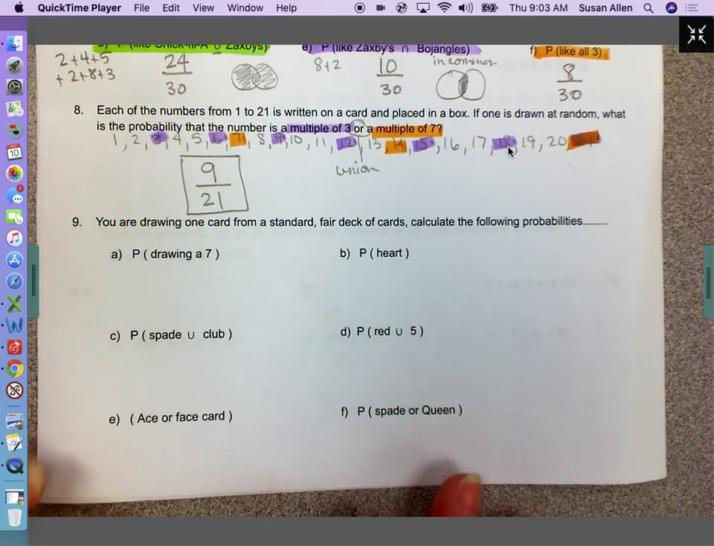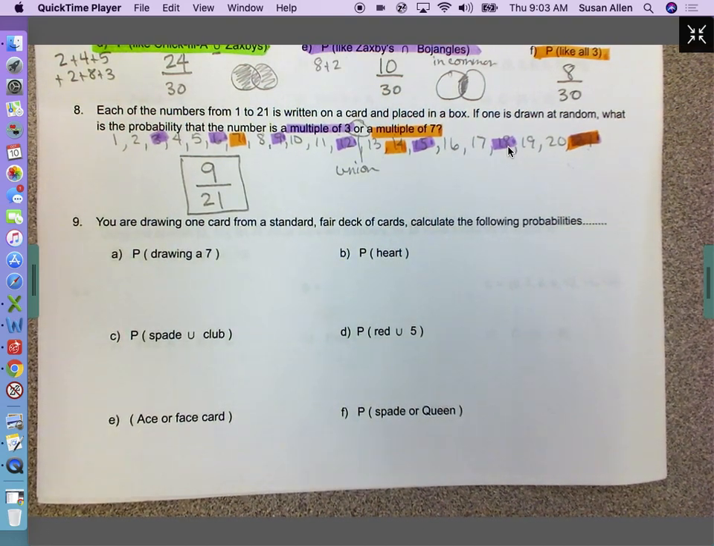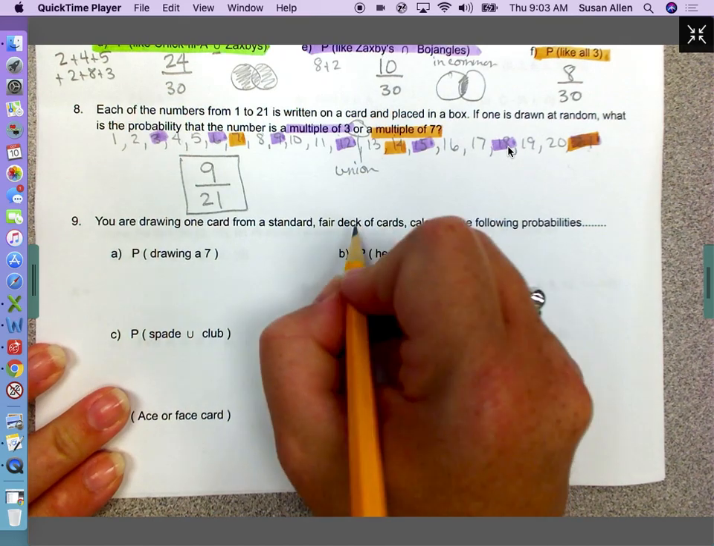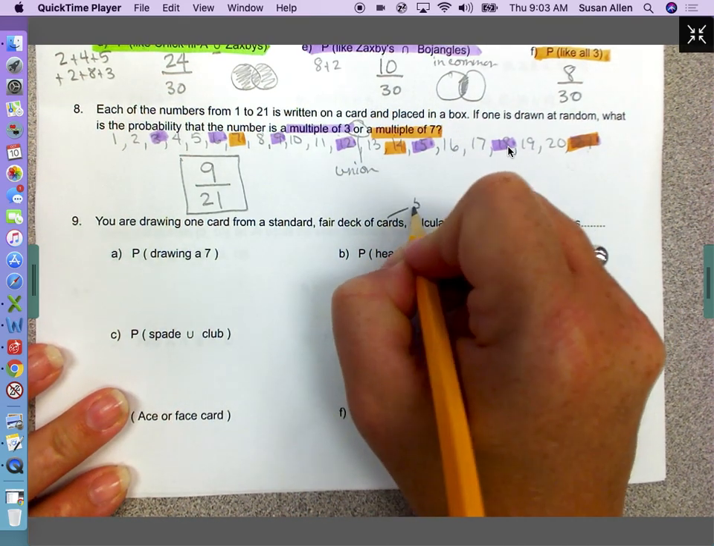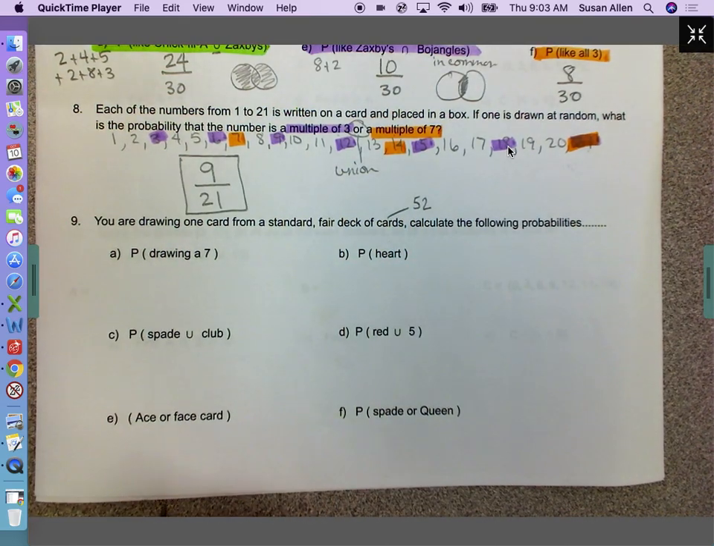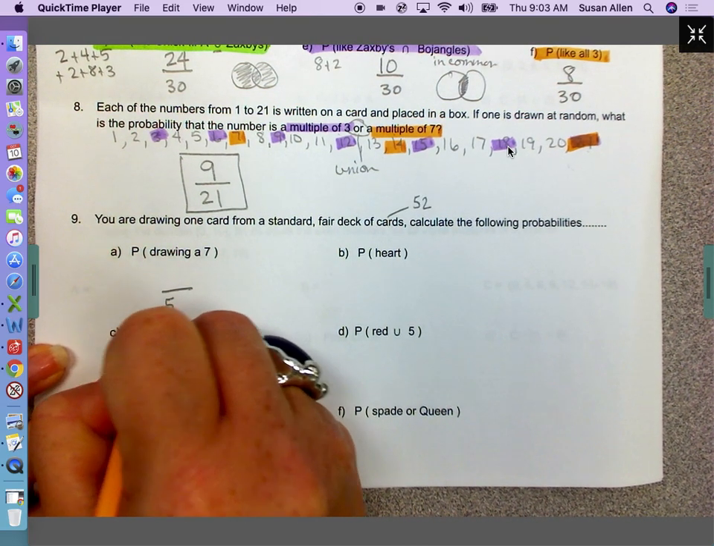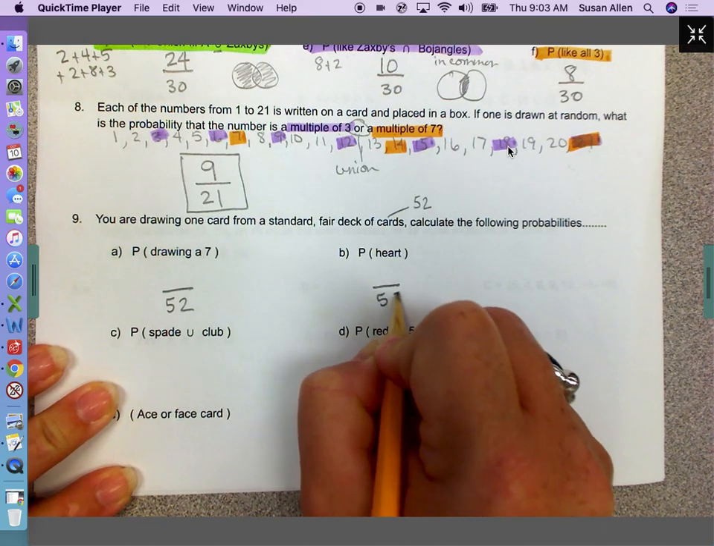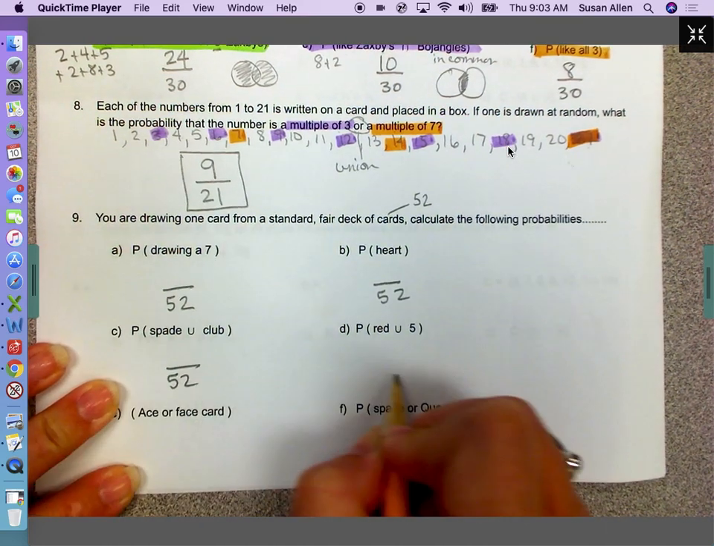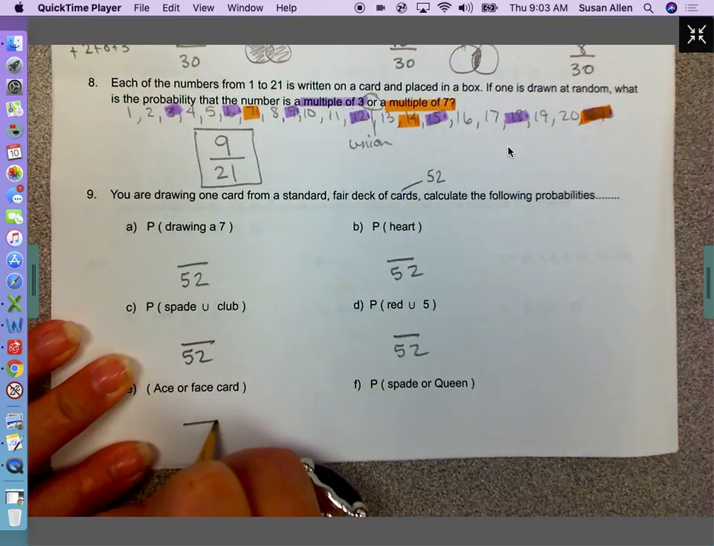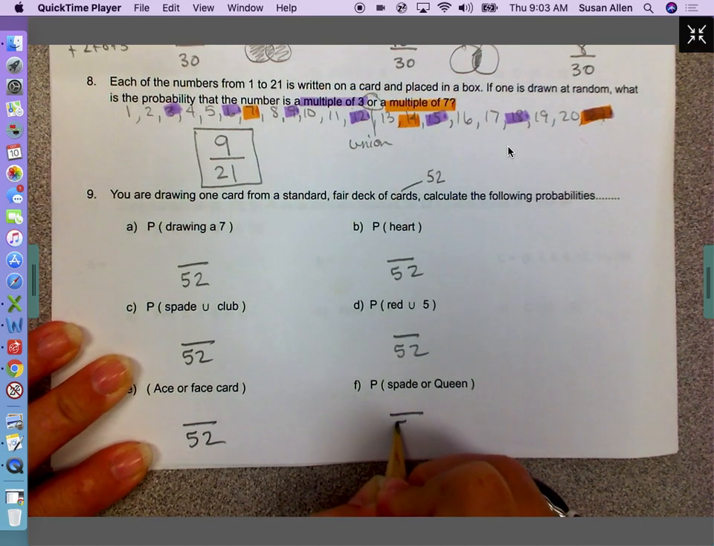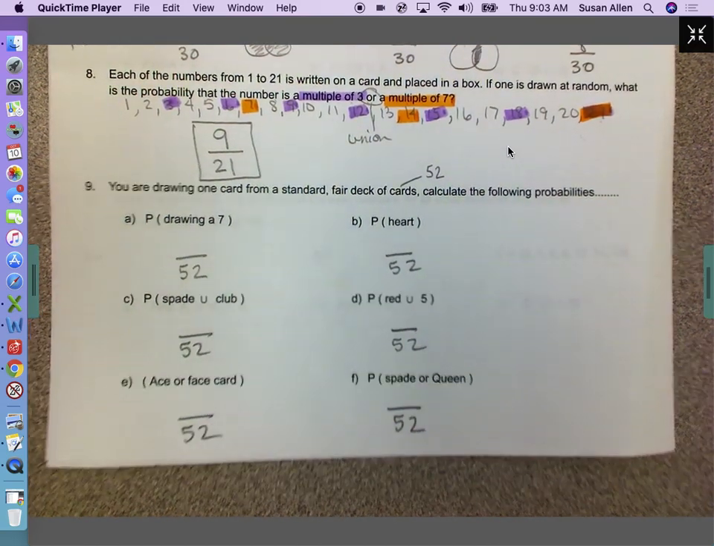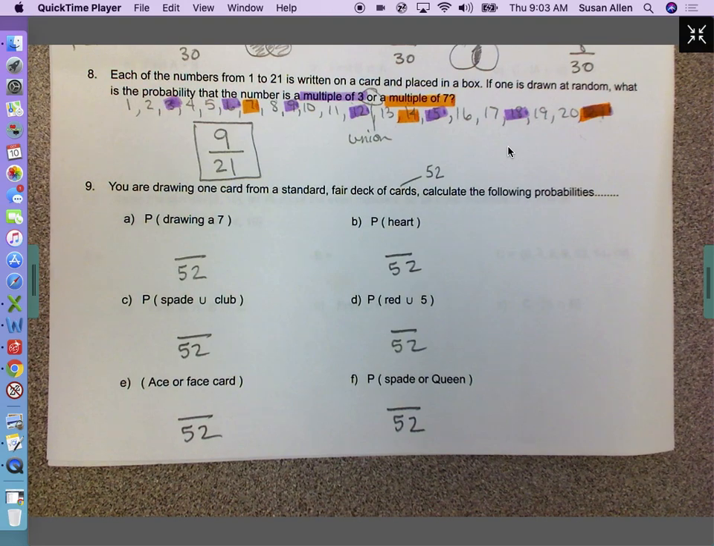Next, it says if you are drawing one card from a standard fair deck of cards, calculate the following probabilities. So we have to remember everything about a deck of cards. We need to know that there are 52 cards total. So if we know that, and I'm answering probability of cards here in this section, I'm going to make sure my denominator is 52 for all of them. 52 is my total possible outcomes when I draw one card.